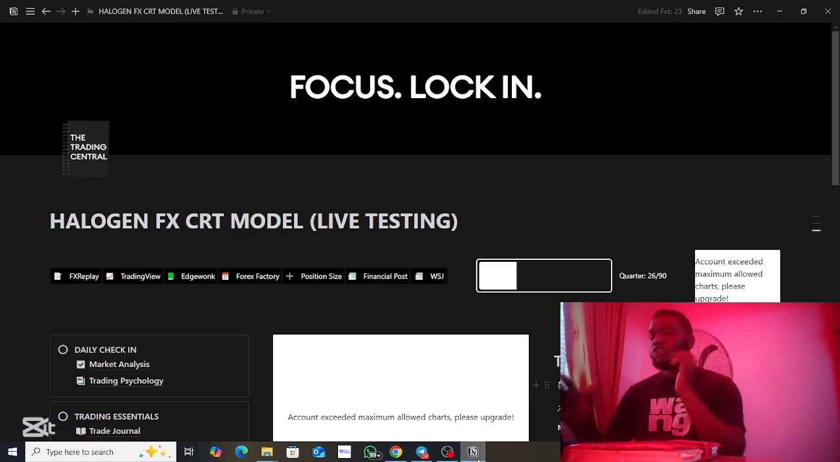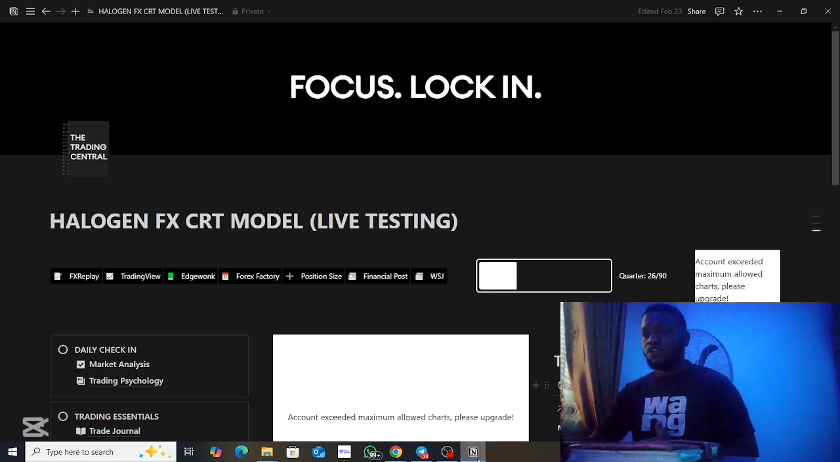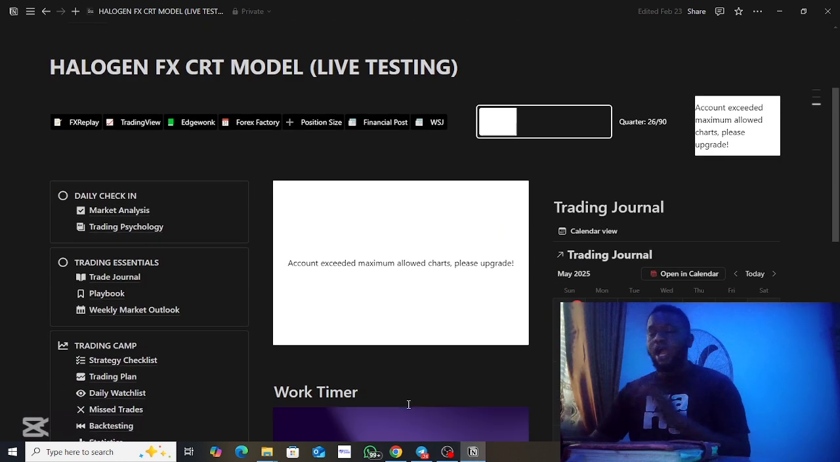This is my trading journal, and this is where I'll show you the trades I took this week. So far so good. This is what I've been using to show you guys the trades I've been taking on a weekly, daily basis.